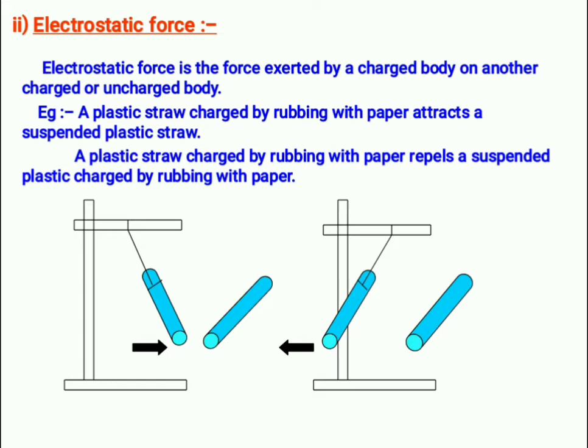So how did that comb or scale get that power to attract the paper bits? It is because the scale got charged. When we rub the scale on our hair, it gets charged. How does it get charged? When we are rubbing the scale, it contains atoms, isn't it? And the atoms contain what? Electrons. And when we are rubbing this scale, the electrons will get excited.